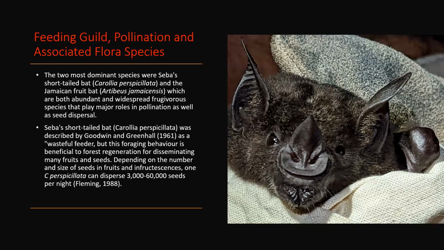Seba's short-tailed bat, Carollia perspicillata, was described in 1961 as a wasteful feeder, but this foraging behavior is beneficial to forest regeneration for disseminating many fruits and seeds. Depending on the number and size of seeds in the fruits, one individual Carollia perspicillata can disperse between 3,000 and 60,000 seeds per night.